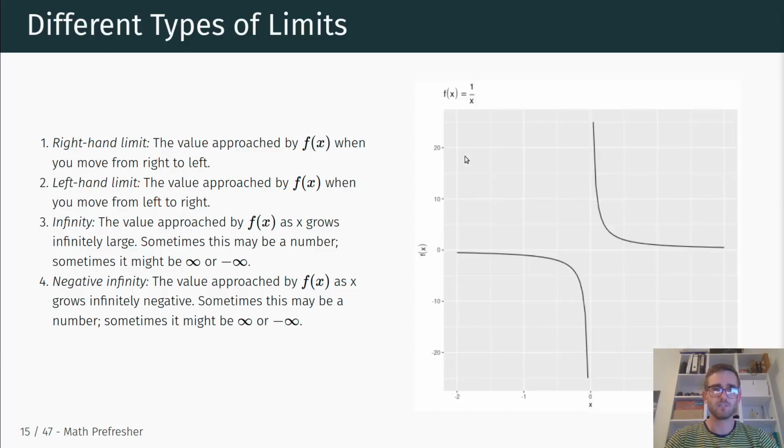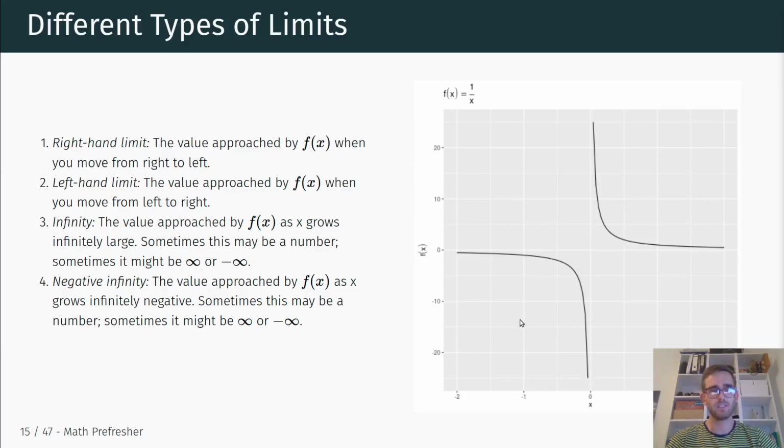So as I mentioned, this function f of x equals 1 over x, as you can see here, it is not defined for 0 because we can't divide by 0. But for the right-hand limit, so the value approached by f of x when you move from the right to the left, so as x becomes smaller and smaller and closer to 0, the limit is plus infinity. And if we look at the left-hand limit for x approaching 0, starting with values smaller than 0, the limit is actually minus infinity.